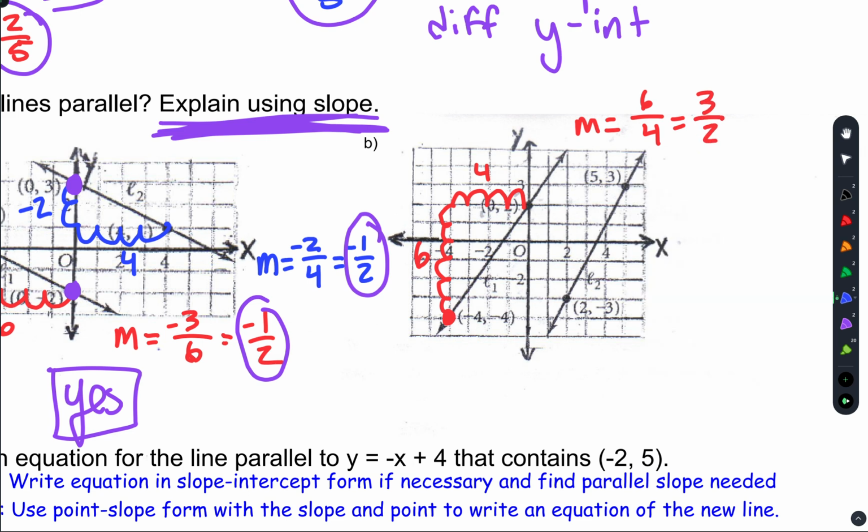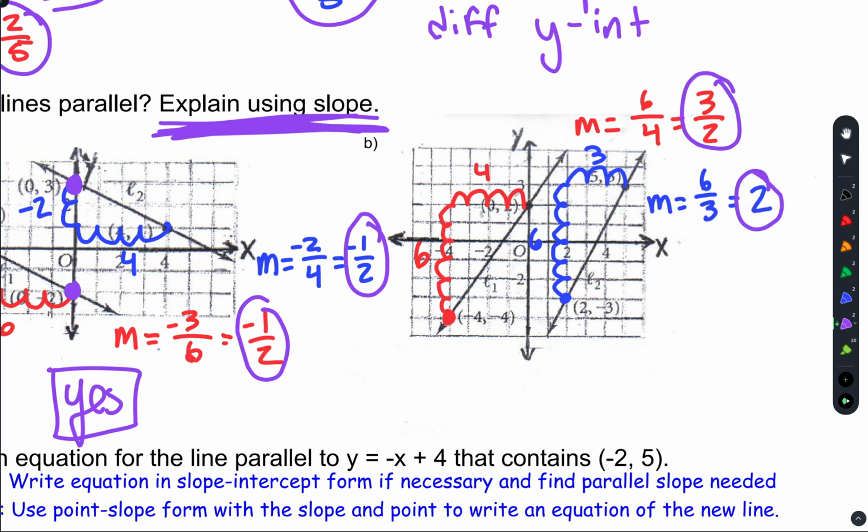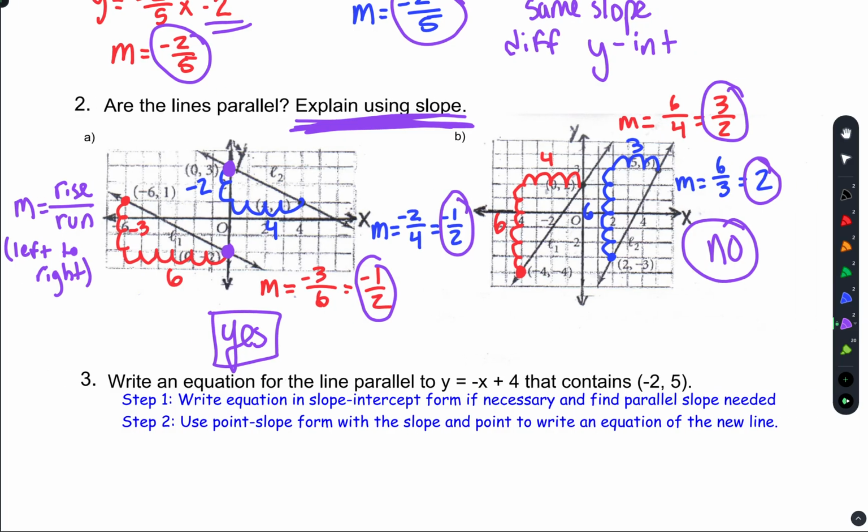And then same thing for the other line. I start with the point on the left. 1, 2, 3, 4, 5, 6. 1, 2, 3. The slope here, 6 over 3, or 2. Are they parallel? No, we can tell their slopes are different. That's it for that. Does that make sense?